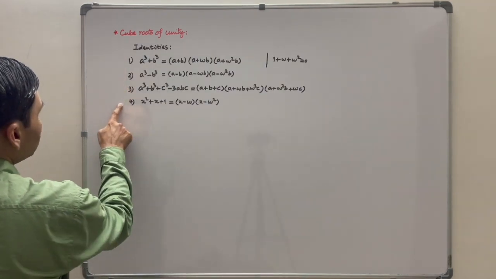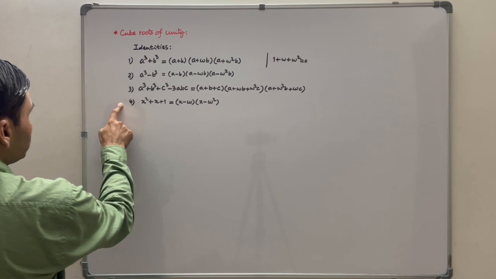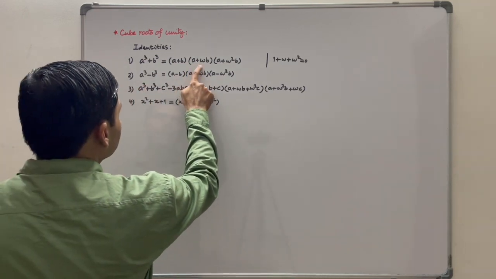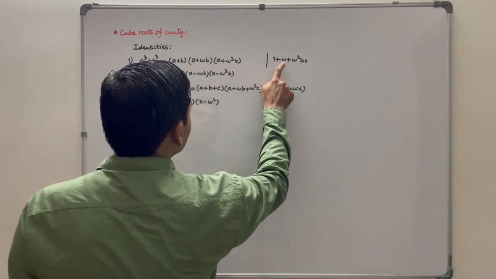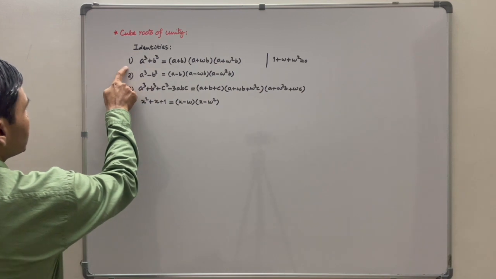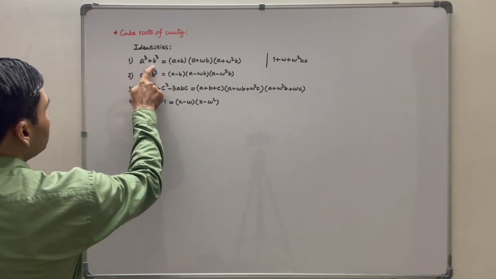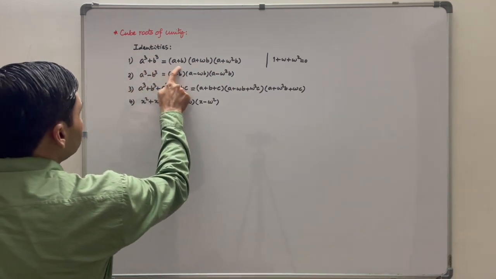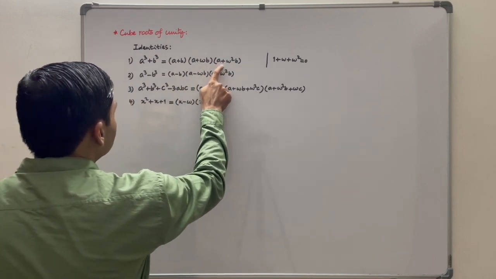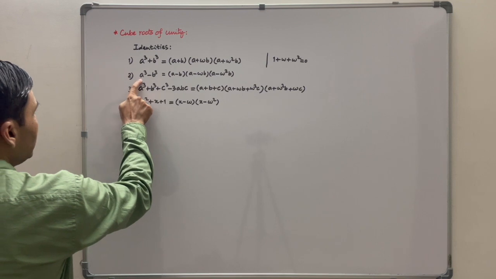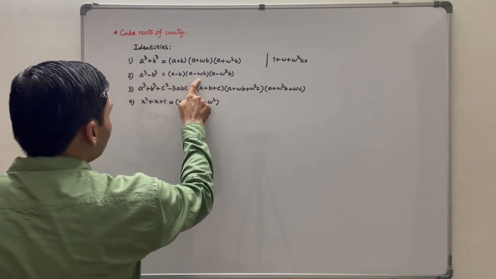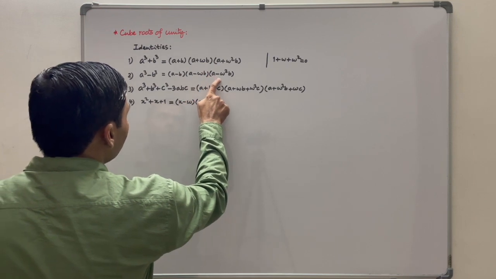These 4 identities you can use to solve the questions. You can verify on your own by starting from right hand side and using 1 plus omega plus omega square is equal to 0. First identity is a cube plus b cube is equal to (a plus b) into (a plus omega b) into (a plus omega square b). Second identity is a cube minus b cube is equal to (a minus b) into (a minus omega b) into (a minus omega square b).